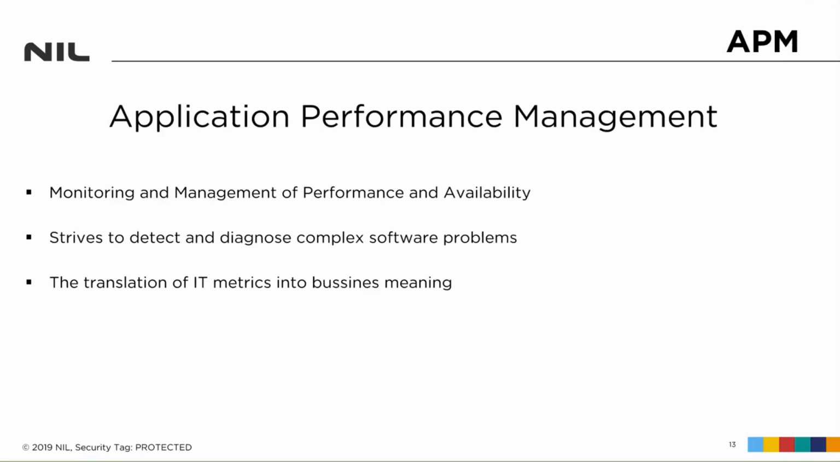Application performance management is the monitoring and management of the performance and availability of software applications. Application performance management strives to detect and diagnose complex application performance problems to maintain an expected level of service. APM is the translation of IT metrics into business meaning, for example, value. APM products shall help us to measure and control execution of the organization goals.